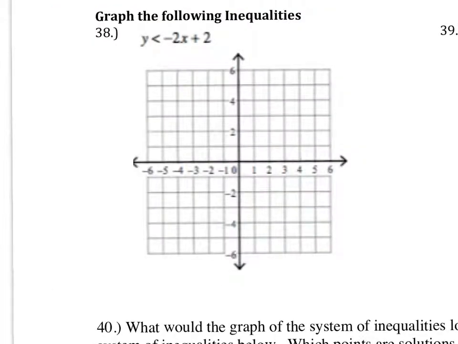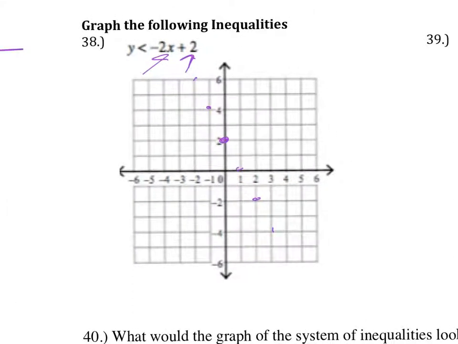So in number 38, we have y is less than negative 2x plus 2. We are going to start the same way. We are going to plot our y-intercept, which is a positive 2. Then we're going to use our slope. We're going to go down 2 over 1, down 2 over 1, go up 2 over 1 over here, and we're going to draw our line.